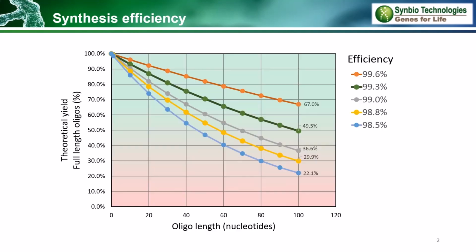Now that we know that the coupling reaction is not perfect, this chart helps illustrate the theoretical yield for complete oligos depending on the length of the oligo and the reaction efficiency. The industrial standard is 98.5% efficient, where at Synbio our average efficiency is 99.3%. This means less truncated oligos in the final product and higher synthesis yields per reaction.